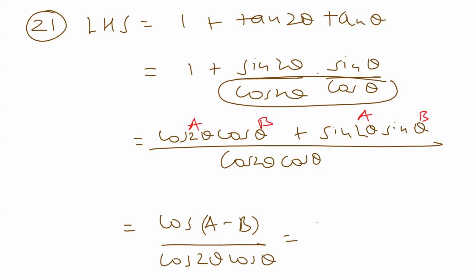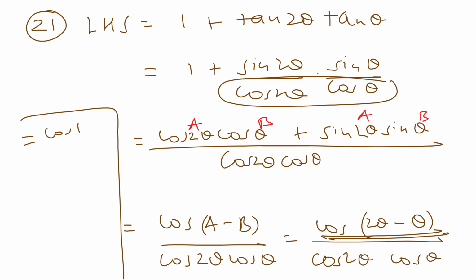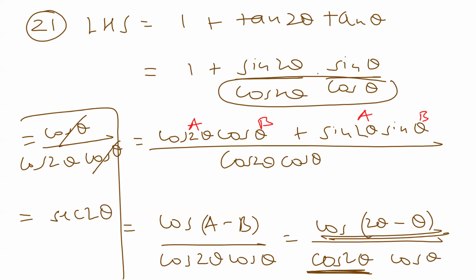Okay. So cos 2 theta minus cos theta, fine, upon cos 2 theta cos theta. So what is cos 2 theta minus cos theta? It is cos theta upon cos 2 theta into cos theta. So this is getting cancelled. You can send cos theta up in the numerator, it will become sec 2 theta because cos and sec are reciprocals of each other. Fine. Okay. So that was your question number 21. Fine.